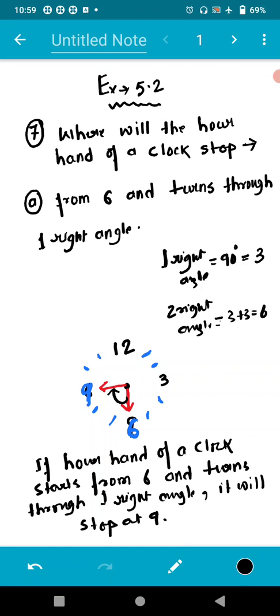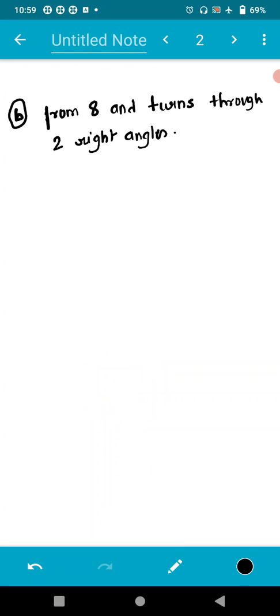Now let's move on to sum number B. Yes, now what we have in sum number B, the hour hand is facing 8, and from 8 the hour hand will need to move 2 right angles. Now 2 right angles means what did I say? One right angle is equal to 3 steps. 2 right angles means how many steps? 3 plus 3, that is 6 steps, 6 numbers you have to move. Fine. And obviously the direction would be clockwise only.